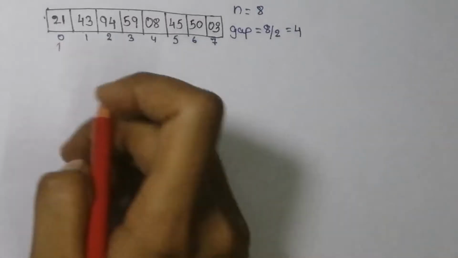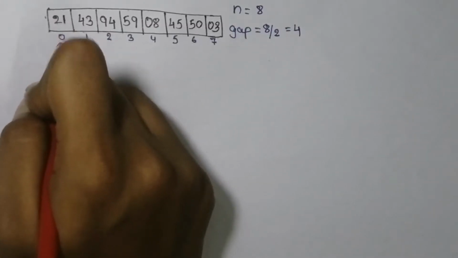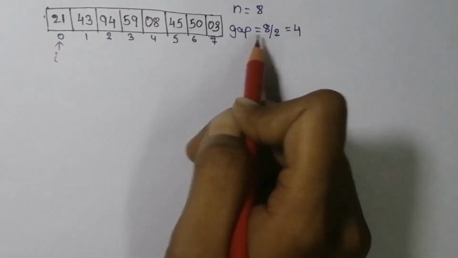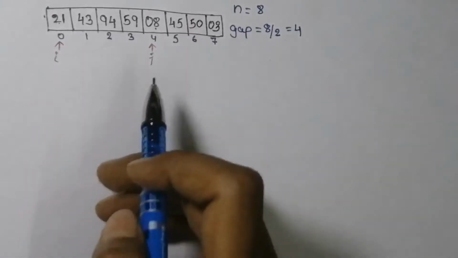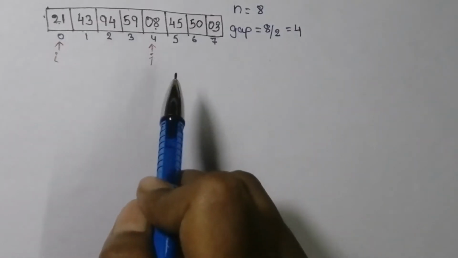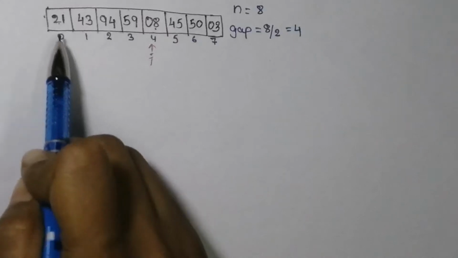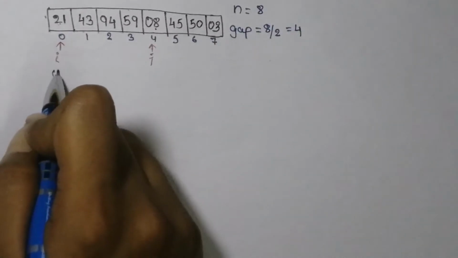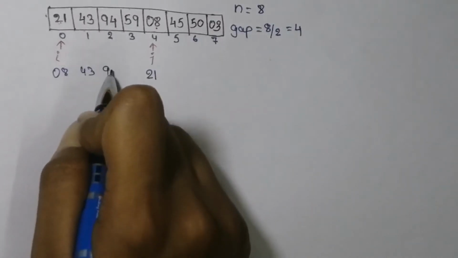Here we need two pointers, i and j. The first pointer i will point to the lower bound and j will start from the position of gap, that is the fourth index. So this will be the value of j. Now we will start comparing the elements. If the ith element is greater than the jth element, then we will swap the elements so that the smaller element comes to the left side. So here, is 21 greater than 8? Yes. So we will swap them. So the array will be stored like this.